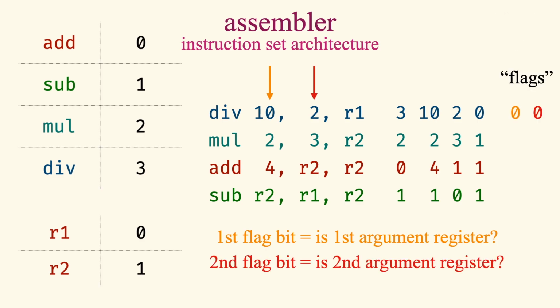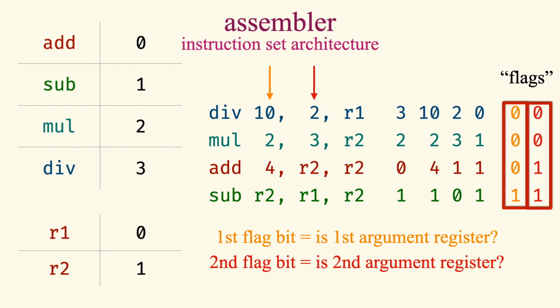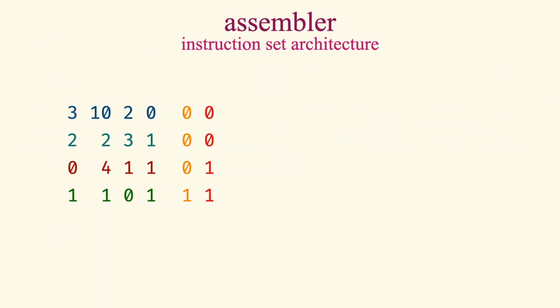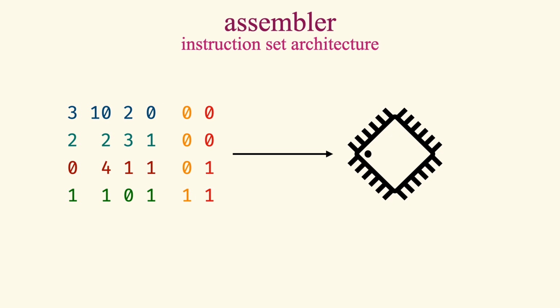So for each instruction we have 2 extra numbers. The first one is 1 if the first argument is in a register, and the second one is 1 if the second argument is in a register. And now with that cleared away, we're golden. We have our instructions, but actually one last thing.